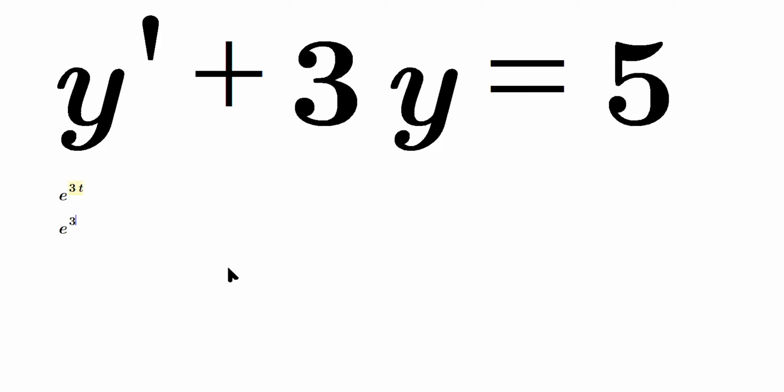So e to the 3t times y prime plus e to the 3t, and then you can put the 3 constant out front and the y. On the right side is 5e raised to the 3t. So multiply each term by e to the 3t.